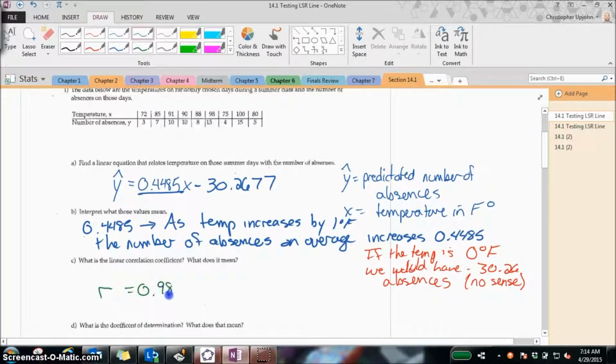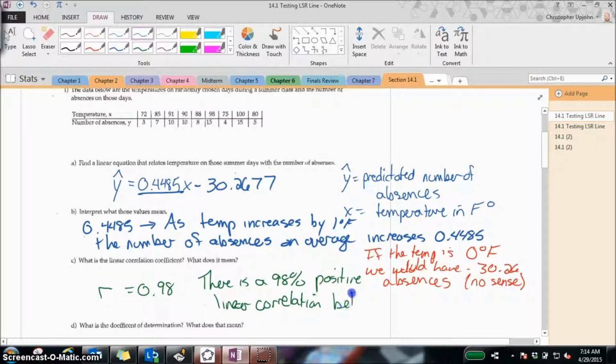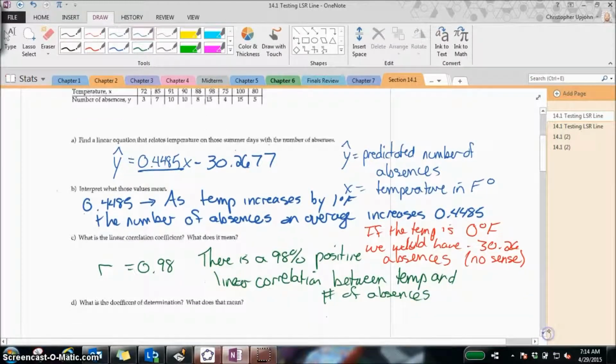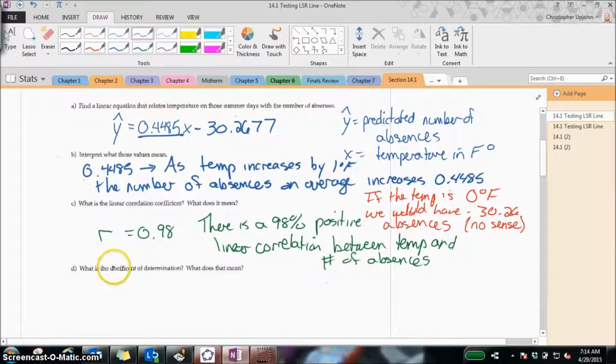It is 0.98. There is a 98% positive linear correlation between temp and number of absences. Coefficient of determination, yes, coefficient, not coefficient. I'm not Homer Simpson. So r squared, now it's capitalized, but it's the same thing, 0.96.